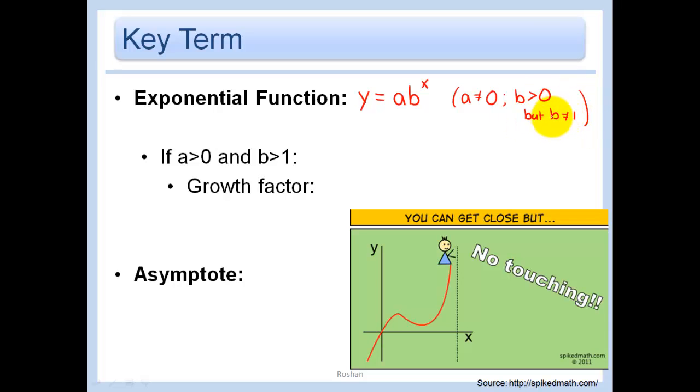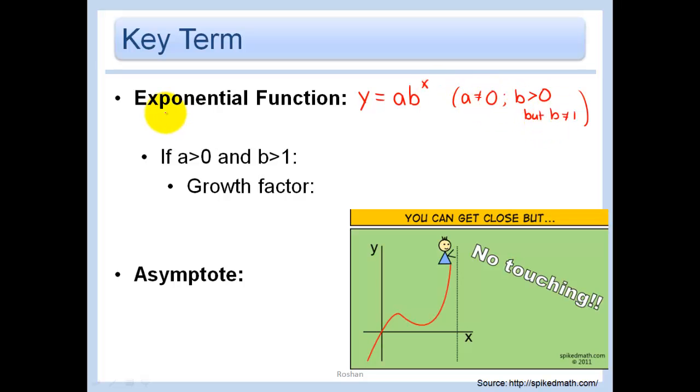And why do I have to say b does not equal 1? Well, if b were 1, then we would have 1 to the x power. 1 to the any power is just 1. And so if b were 1, we would just have y equals a, which is not exponential. So that's why I have to exclude those two cases.